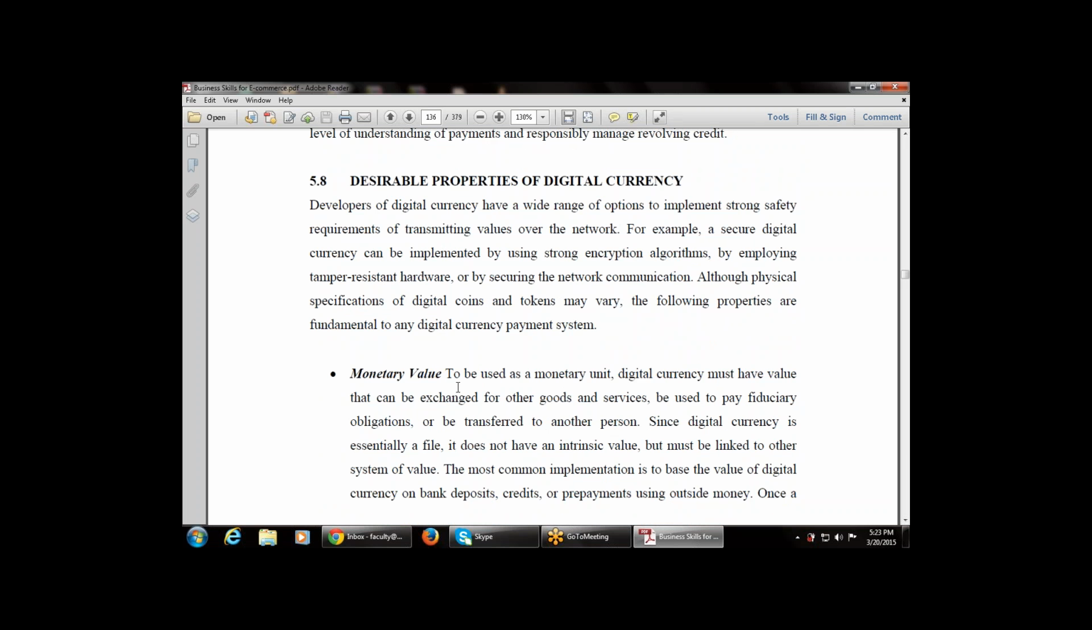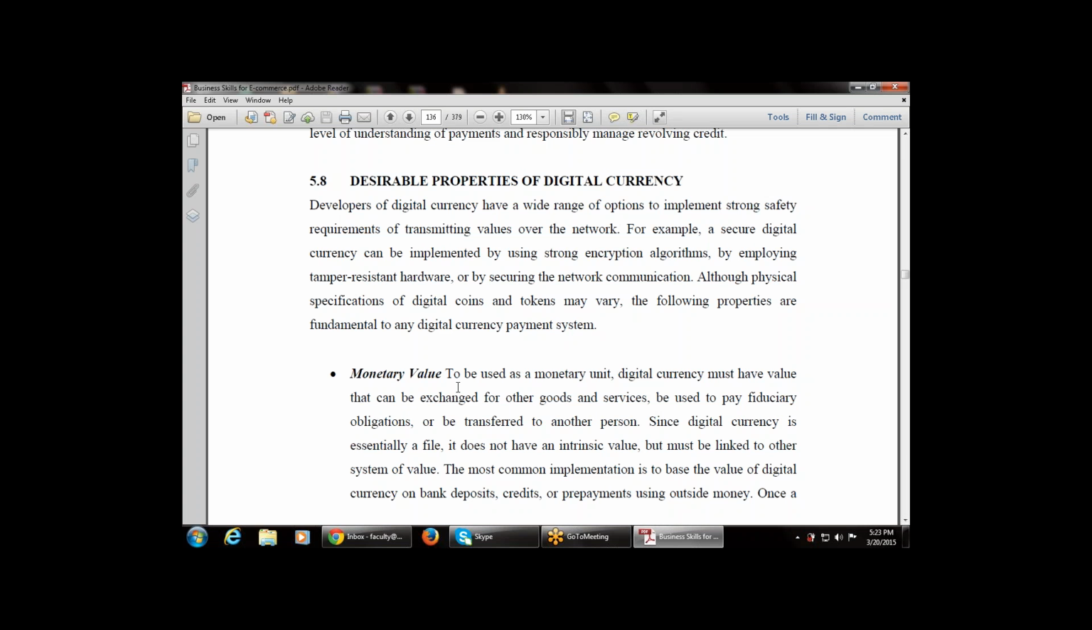Now, what are the fundamental properties? First is the monetary value, which means the money value. To be used as a monetary unit, digital currency must have value that can be exchanged for other goods and services. So, while used as a monetary unit, digital currency must have value that can be exchanged for other goods and services. So this must contain the value.